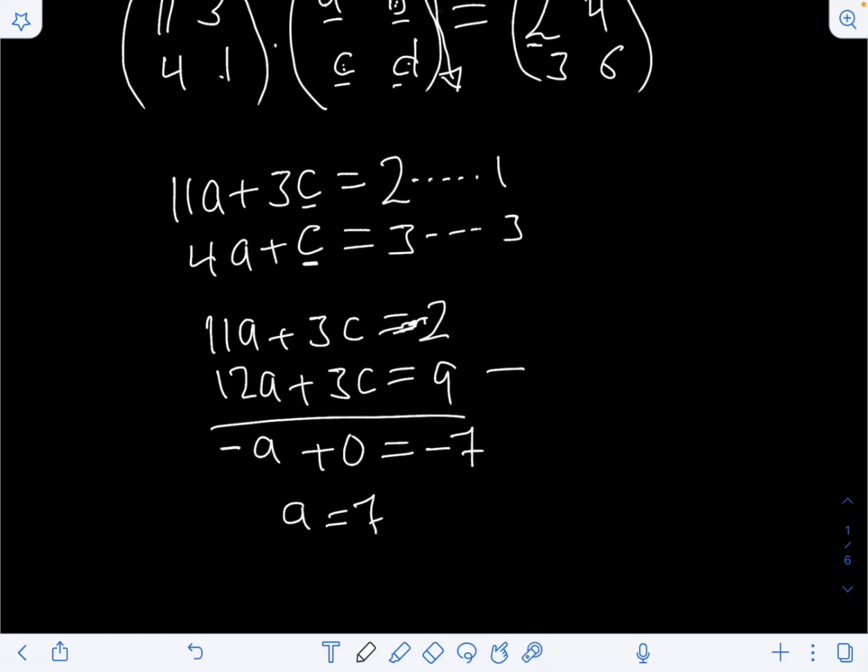7. Why? Because negative and negative cancel each other. You have to know that. It will be cancelled. Then that means we got the value of a.